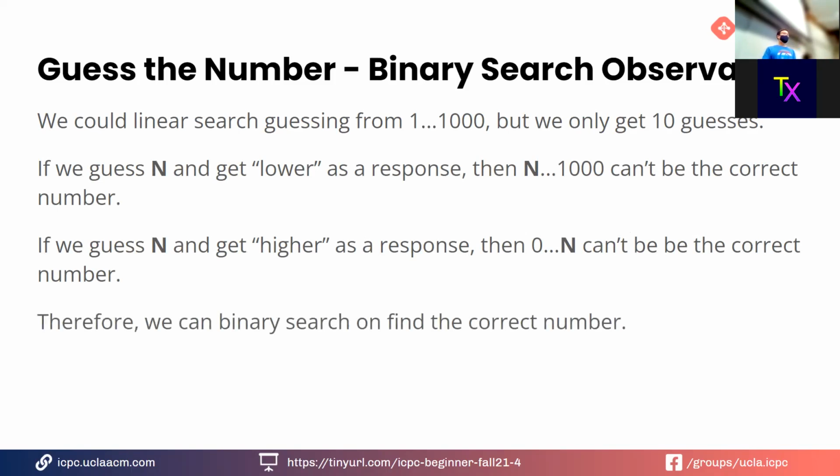And therefore, you can reduce your search space in half. If you start off with the midpoint, so 500, you would reduce your search space in half. And you keep doing that. Essentially, you're just doing binary search to get the correct answer.